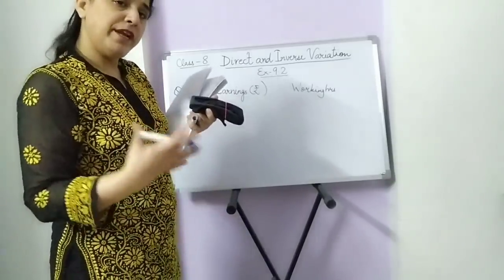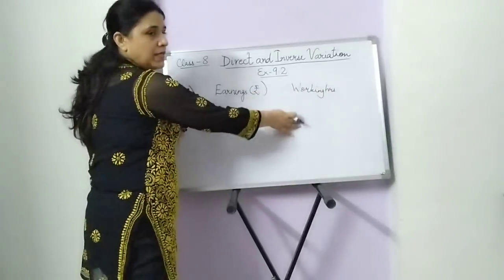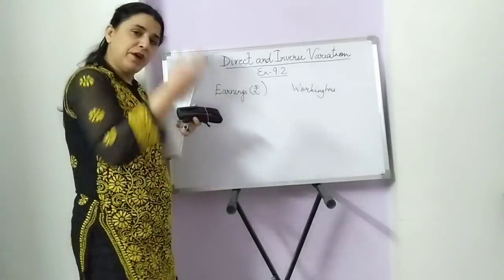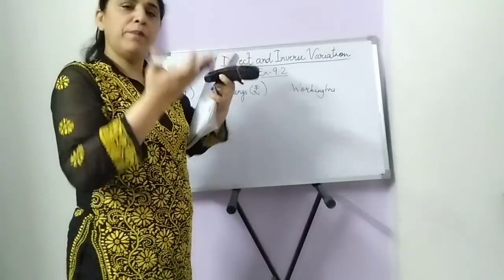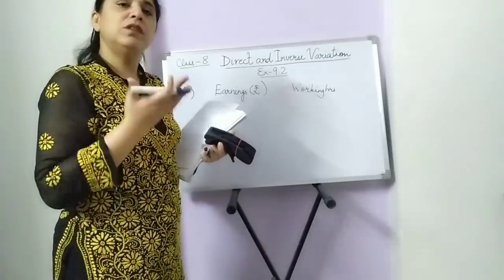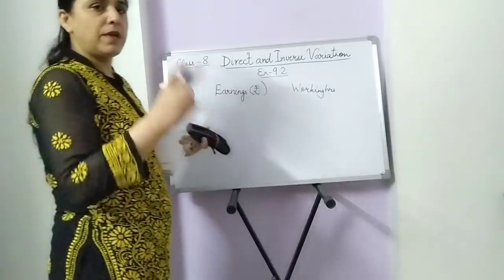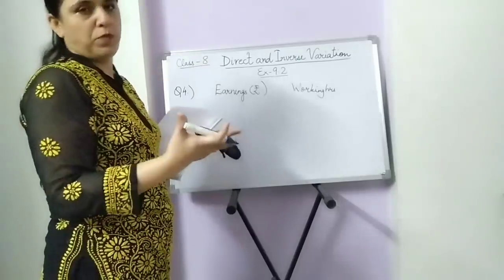So what type of variation? The more the working hours, the more the earning. The less the working hours, the less the earning. Both the arrows are going in the same direction, either both going up or both going down. So this is direct variation. This is how we'll understand whether the quantities are directly proportional or inversely proportional.